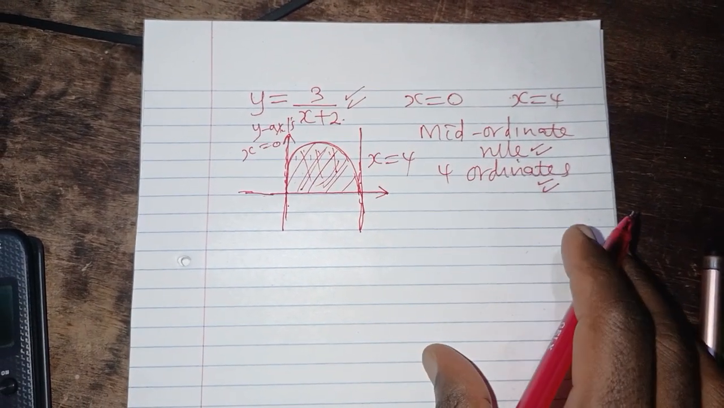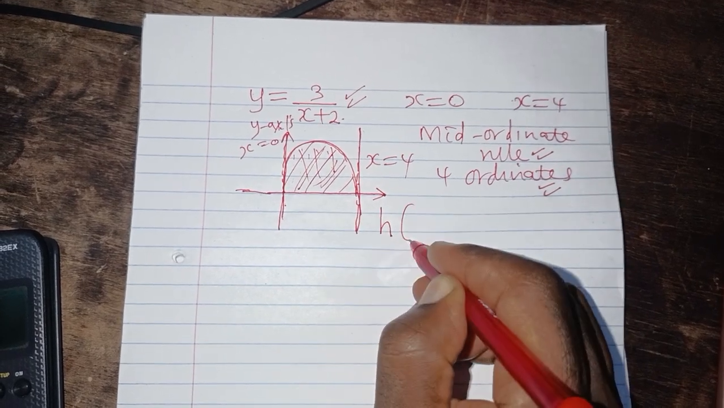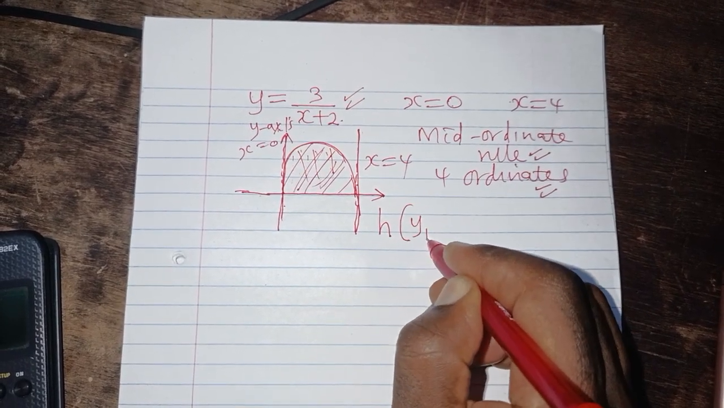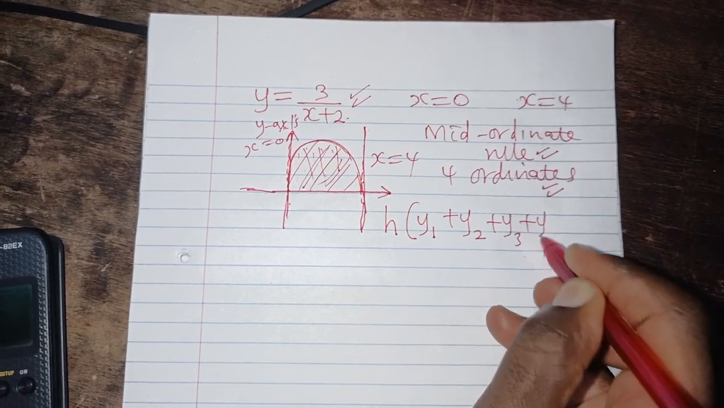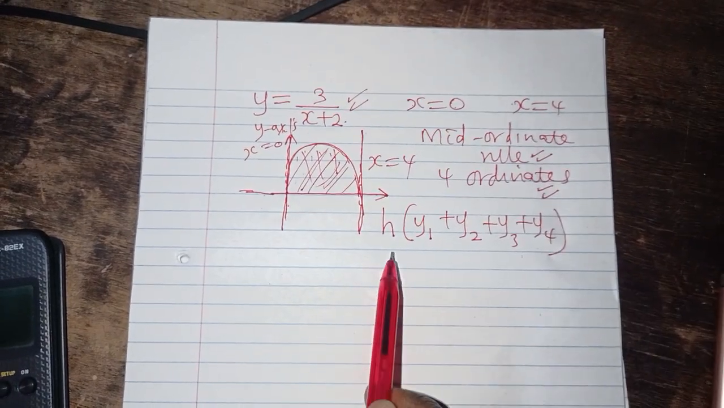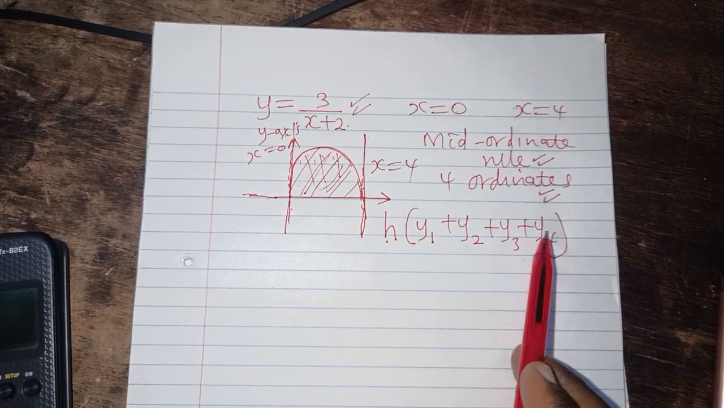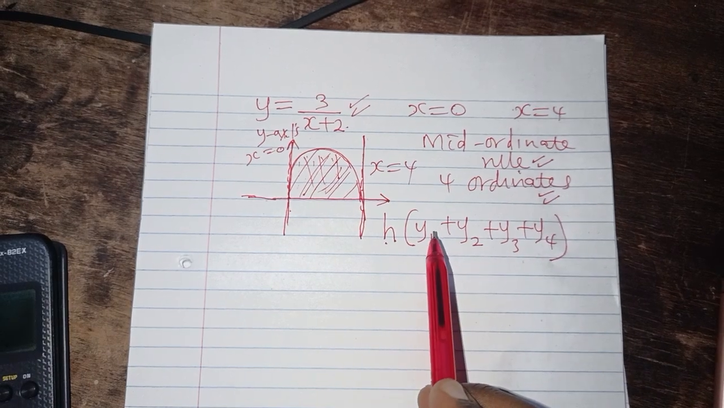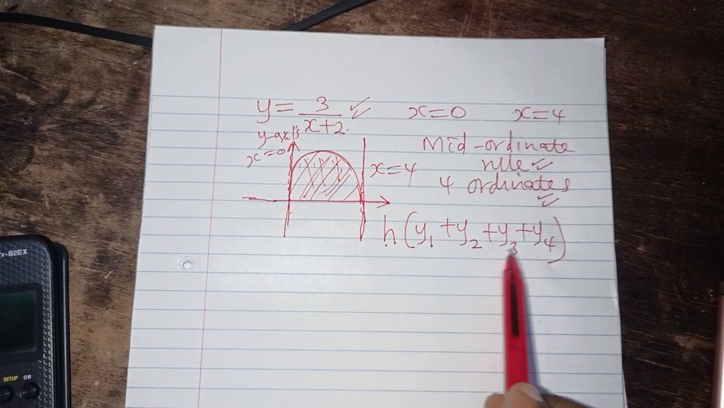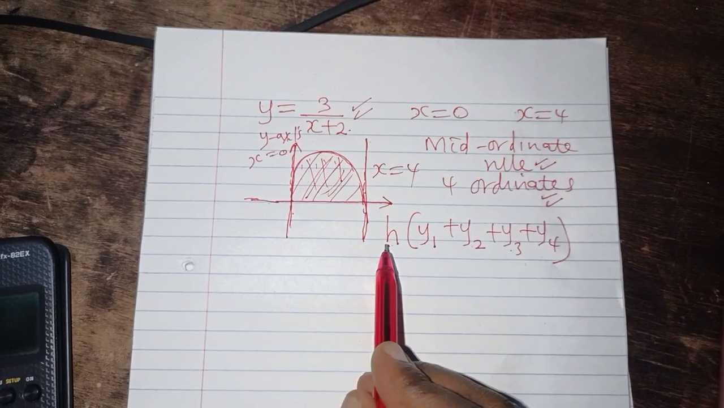So the first thing to do is to get the h, because the formula says h into y1, y2, y3, y4. This represents the height, and this represents the values of y. They have told us to use 4 ordinates, so we stick to exactly 4 ordinates, y1, y2, y3, and y4. And this represents the height. So the first thing for us to get is h.